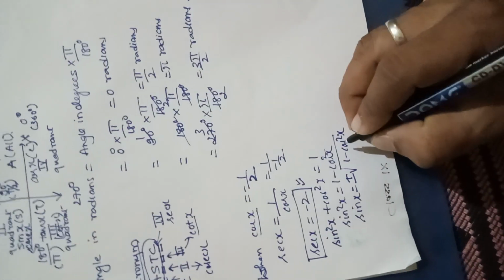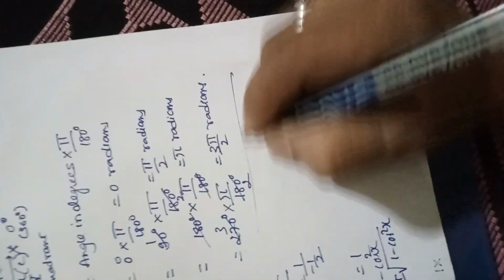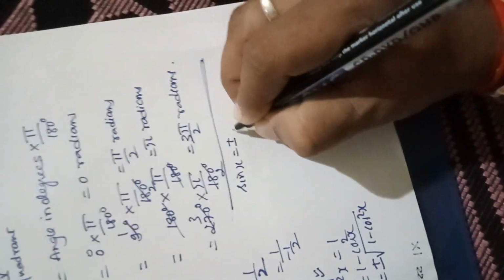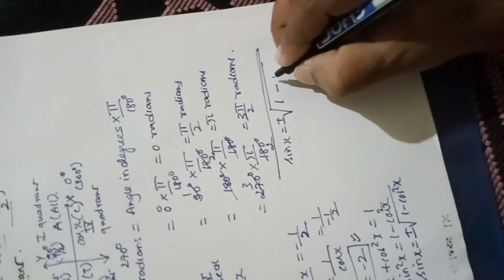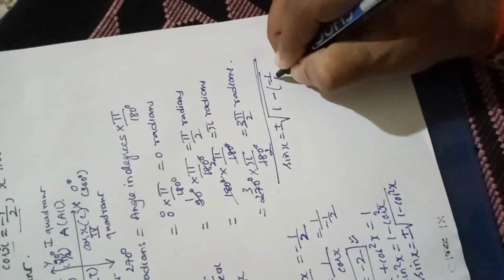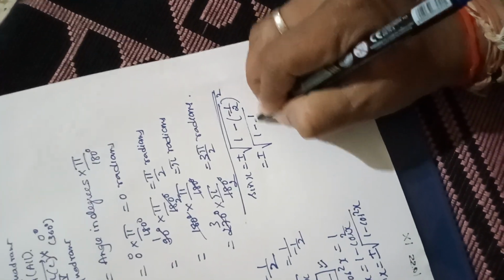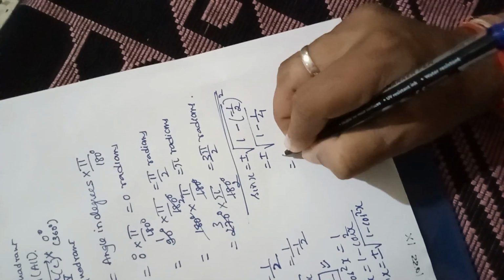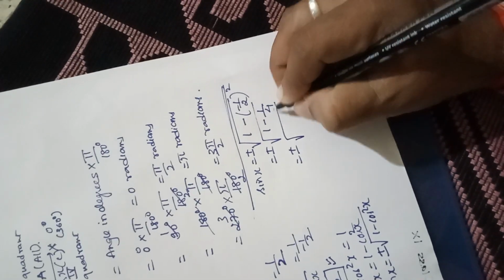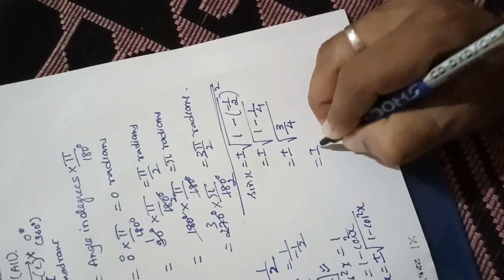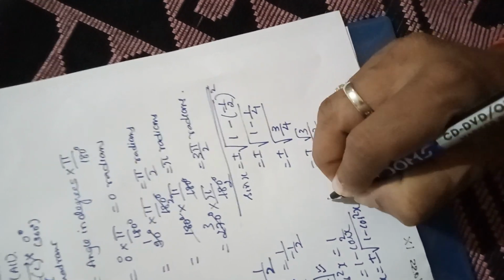Anyway, substituting the value of cos x in this, sin x is equal to plus or minus square root of 1 minus cos square x. What is the value of cos x? It is minus 1 by 2, but there is a square here, so minus 1 by 2 whole square. If you simplify this, plus or minus square root of 1 minus 1 by 4, so this will be 3 by 4. You know how to simplify this, so this will be plus or minus root 3 by 2.